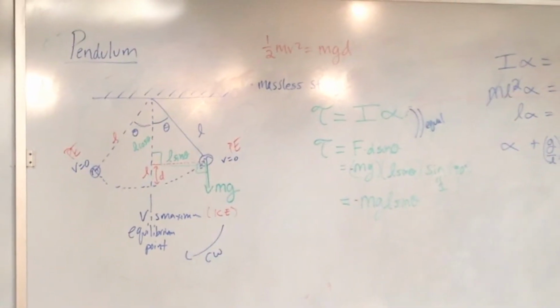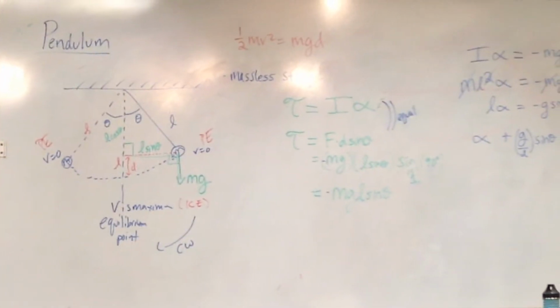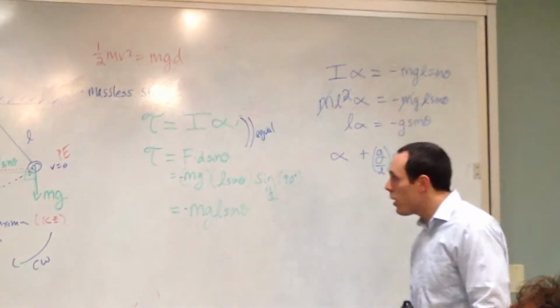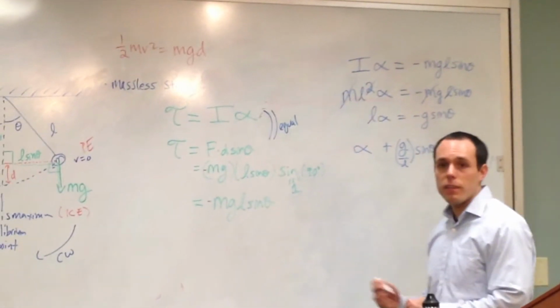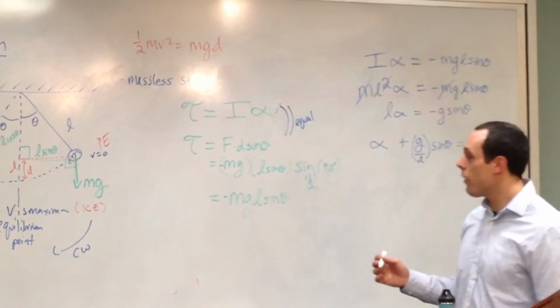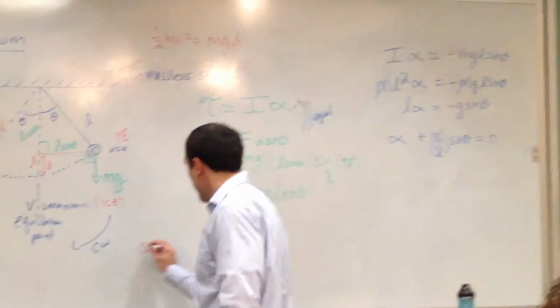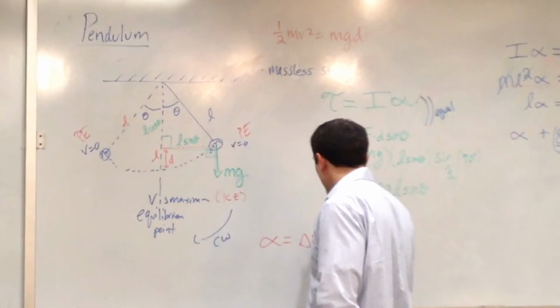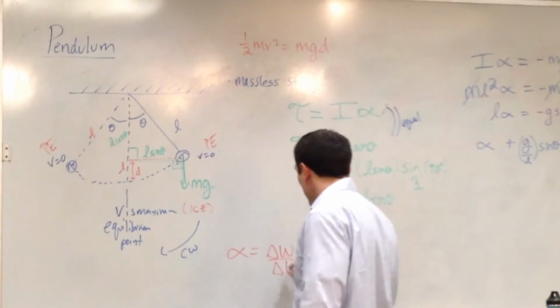To 0. Here I have something similar. Let me show you exactly why it is similar. Alpha is an angular acceleration. By definition, alpha is the change in omega, the angular velocity, over time.